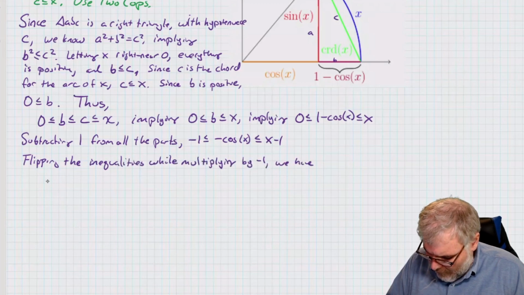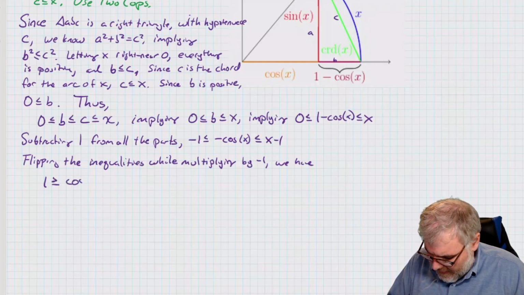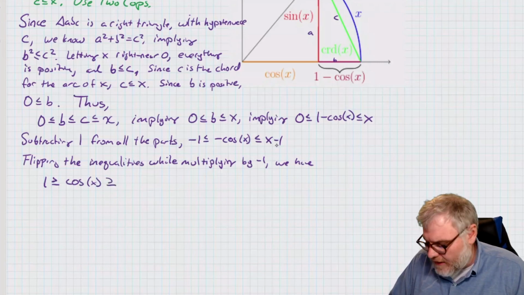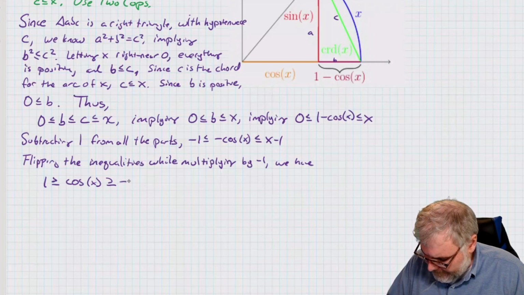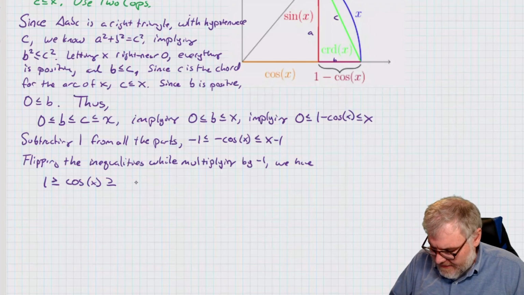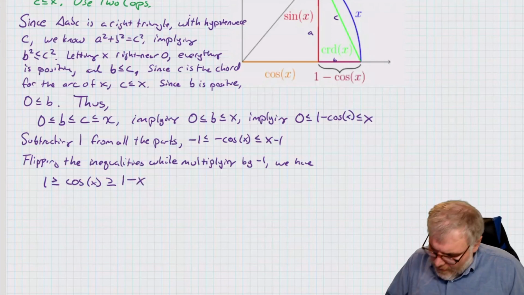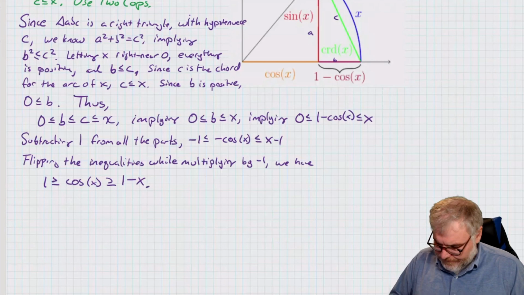So now I'm going to get 1 is greater than or equal to negative 1, cosine of x, which is greater than or equal to, I'm multiplying through by negative 1. That's going to become negative x plus 1, which is the same thing as 1 minus x. Okay, so I multiplied through by negative 1, and I got this inequality. Now I've got the thing I want in the middle.